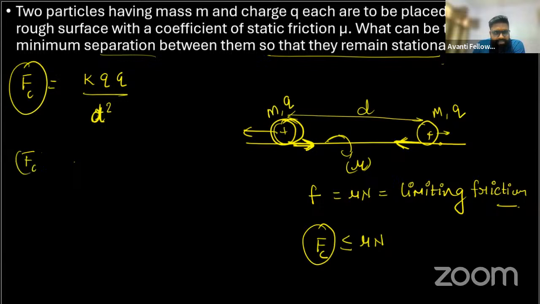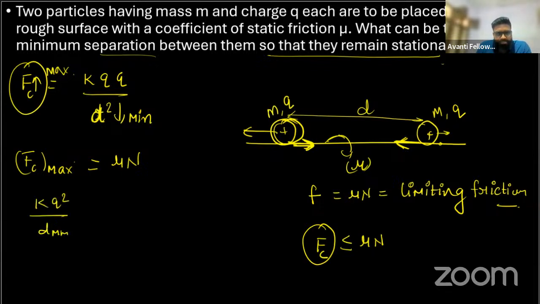So Fc will be maximum when it equals mu N, and it will be maximum when d will be minimum. The smaller the denominator, the larger the overall value, so the force increases. So if d decreases, Fc will increase. If d decreases to the minimum value, F increases to the maximum value. So F maximum is nothing but kq square upon d minimum square equals what?